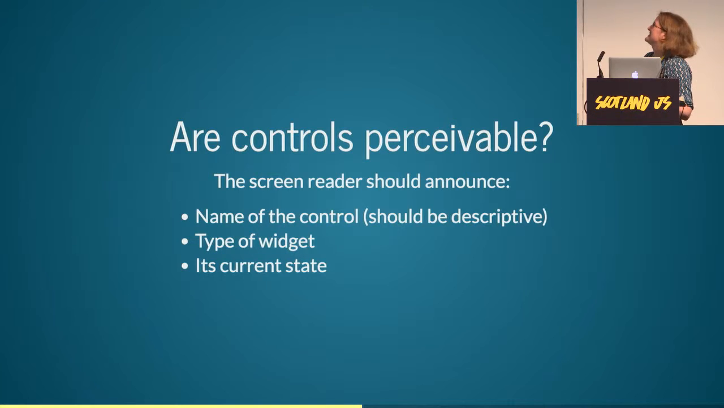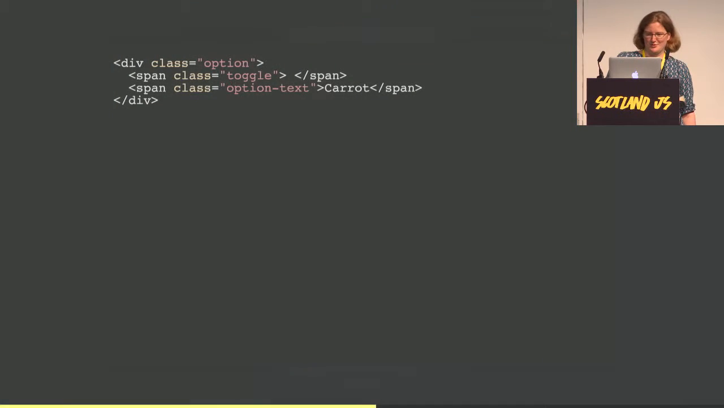So the first thing we want to be asking is, are the controls perceivable? Can we actually see what widgets are there? We want to know what it's called, which tells us something about what it's going to do. And the type of widget, because then we'll know how we can interact with it, and what its current state is. So, if you've got a checkbox, then you need to know whether it's checked or not, because if you don't know if it's checked, how do you know whether you should check it? So, those are the important things we're looking out for.